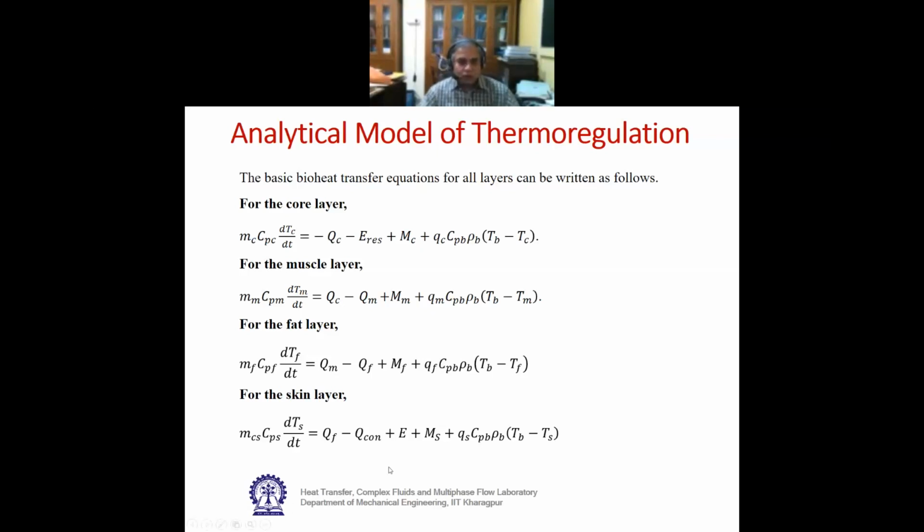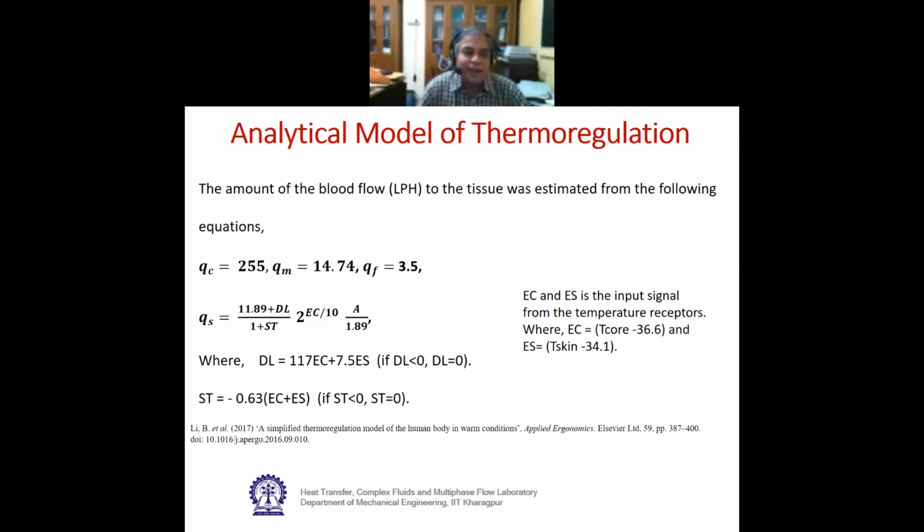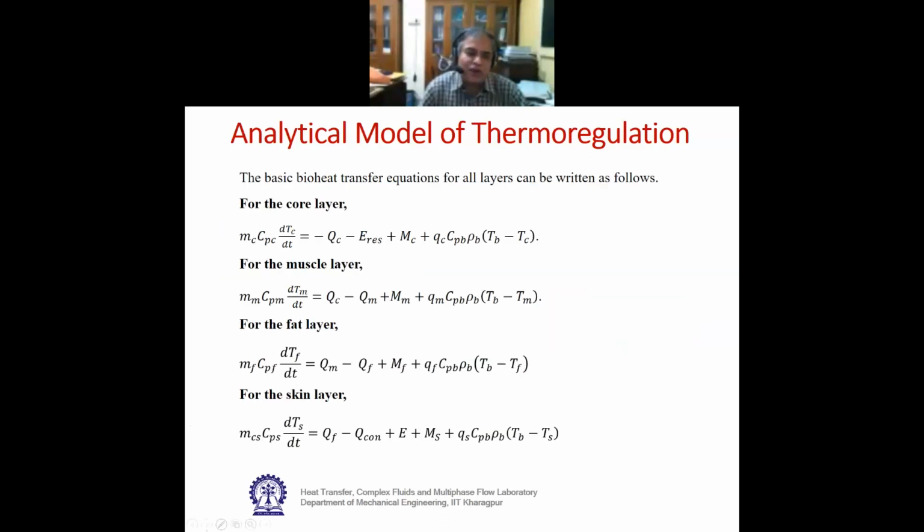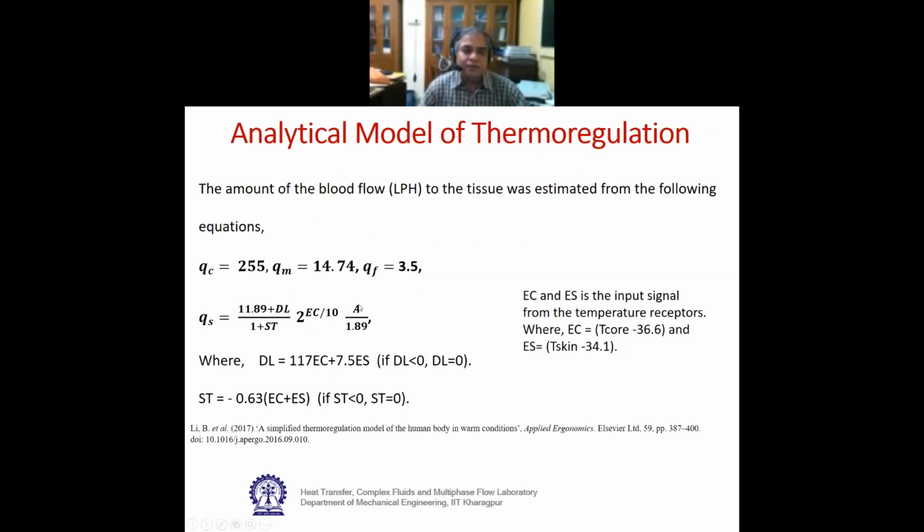So these are simple equations, but they are time-dependent, so that if there is a change in the environmental temperature, we can find out how the temperature of different parts of the body will change. So this is so far as the heat balance of the body is concerned. Some of these things we have to calculate through correlations, and those correlations have also been provided, particularly blood flow and how it will vary in different layers, and particularly in the skin. It will depend on the body surface area and on the core and skin temperature. Those functions have been picked up from the literature.